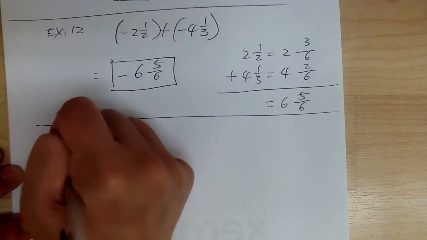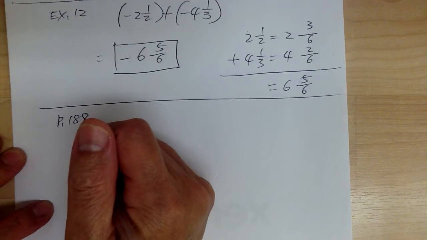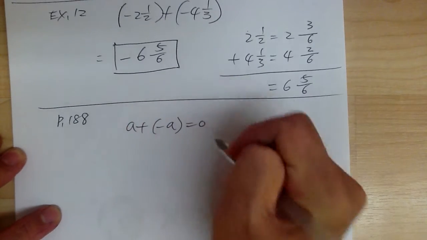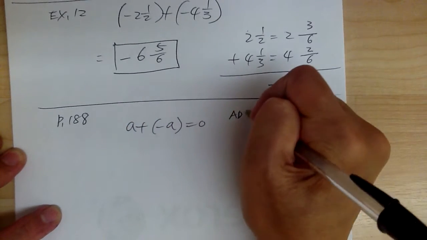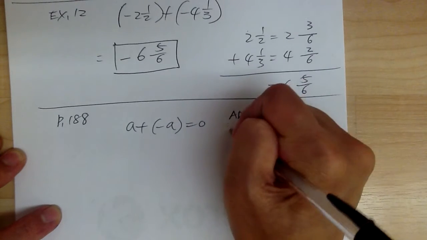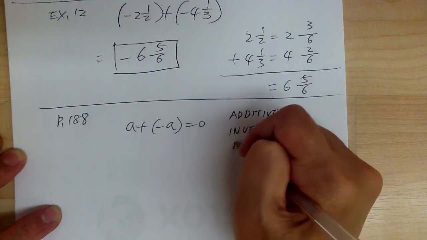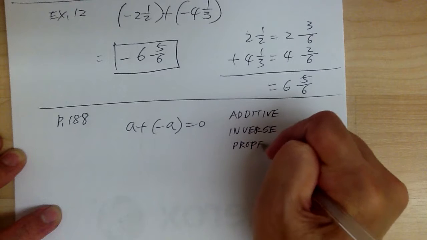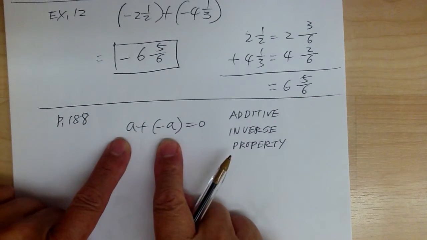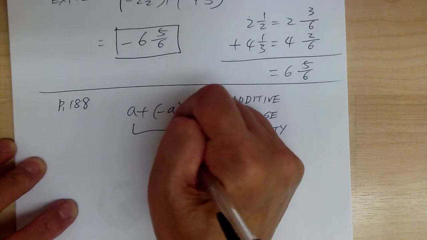Okay, let's go to page 188. That's a property called the additive inverse property. So you have a plus negative a equals 0. So this is the additive inverse. The additive inverse property is when you add opposite numbers, your answer will equal 0. Okay, so these are opposites.